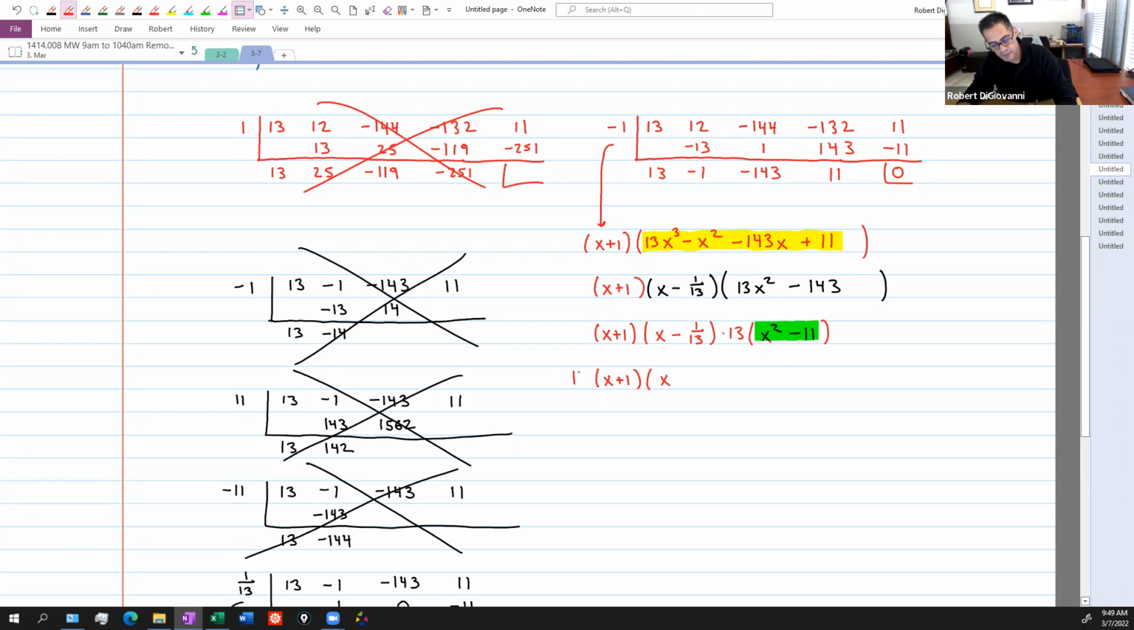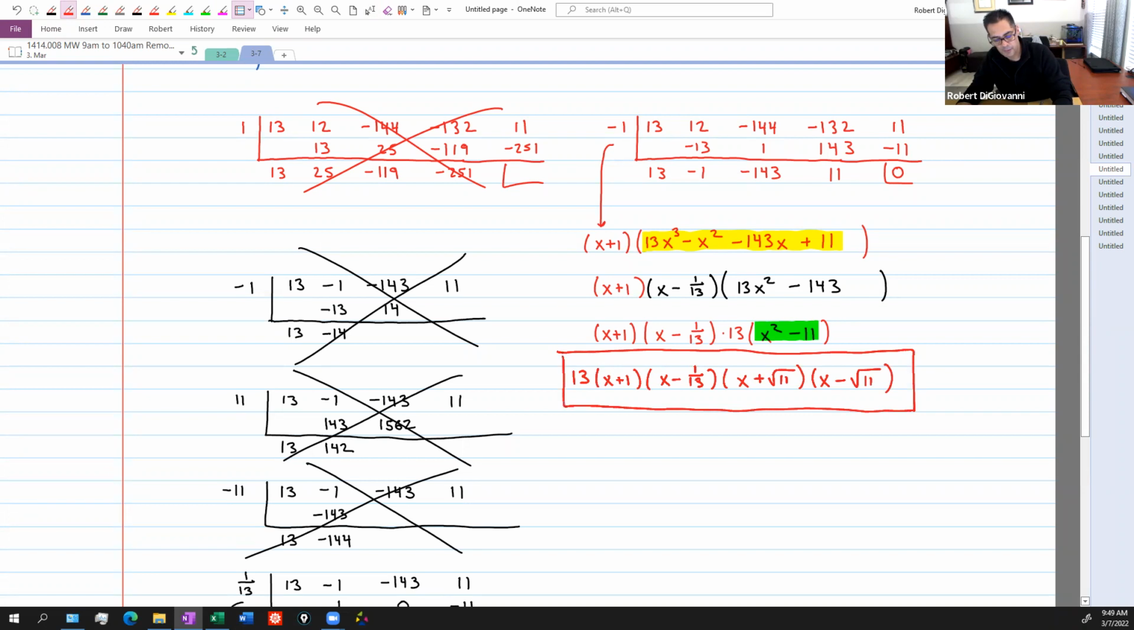I'll put the 13 out front. So here it becomes x plus square root of 11, x minus square root of 11. And this would be okay as an answer. We have completely factored the polynomial using the rational zero test, right?